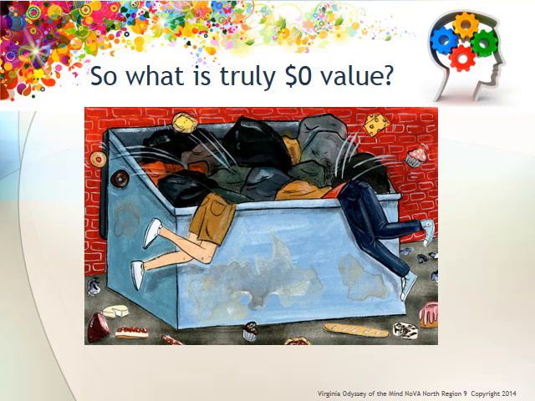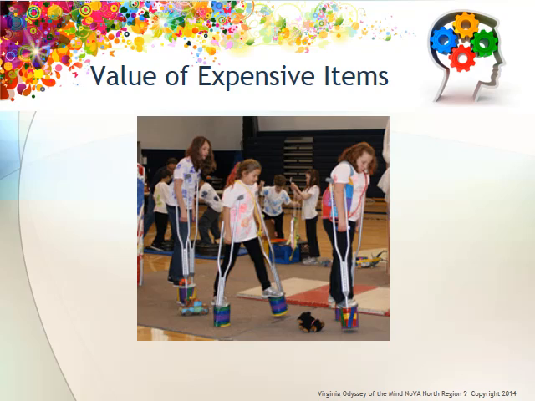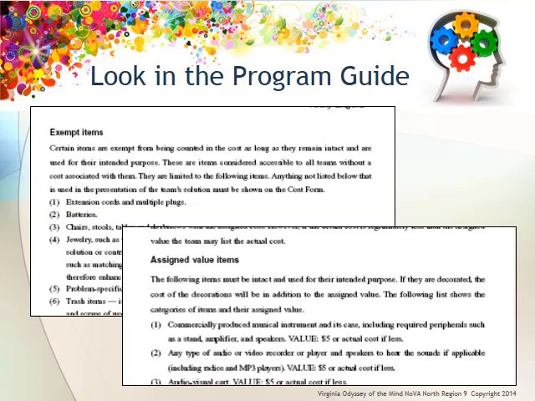What can I put on my form with zero value? In general, only cardboard, newspaper, and other items that everyone would consider to be trash can be given a zero value. Teams also need to know how to account for crutches, furniture, computer equipment, and other high-ticket items that they use in their skit. The answer to these questions is look in the program guide.